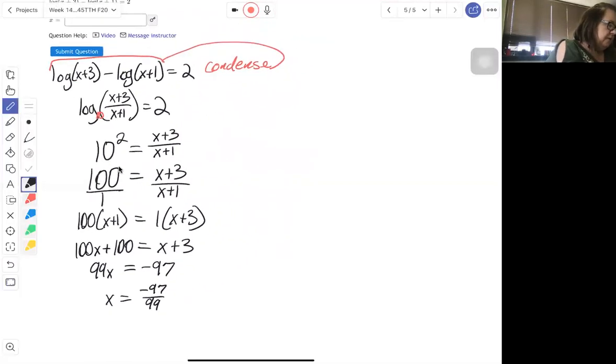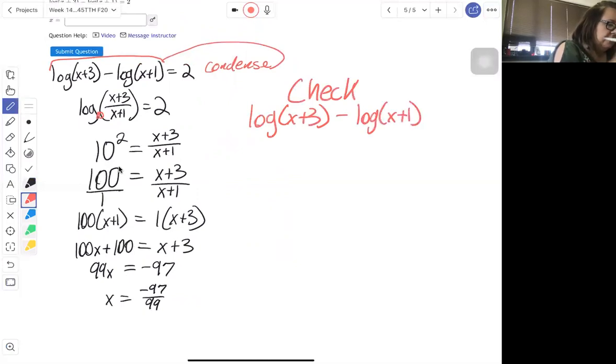And then just like the others, we do have to check. Okay, so go back to the original. Don't use the one after you've condensed, use the original, okay? I guess you could use the one after you condensed, but I think it'd be easier to do it this way anyway. So we're just checking the arguments. Negative 97, sorry, I wrote that wrong.